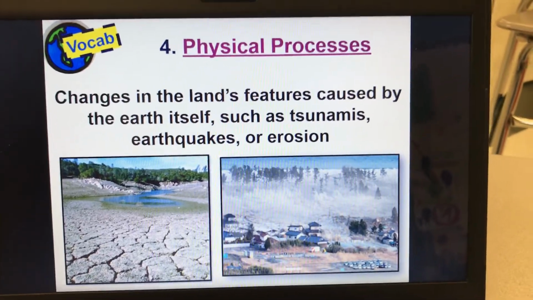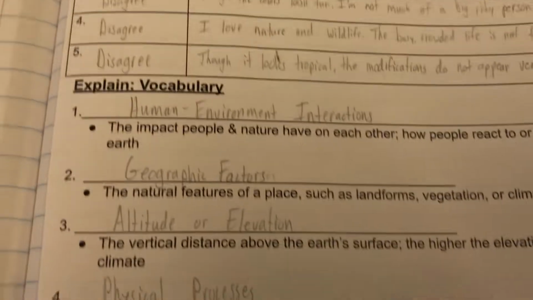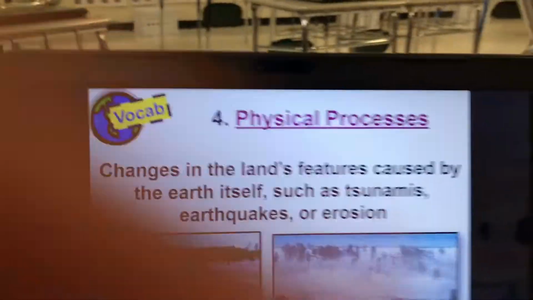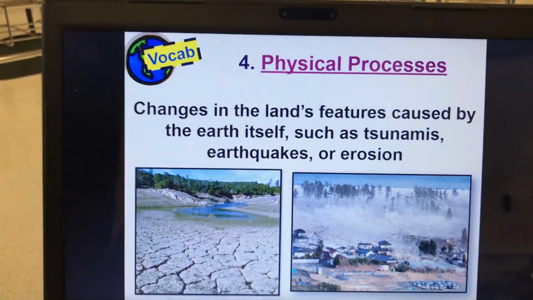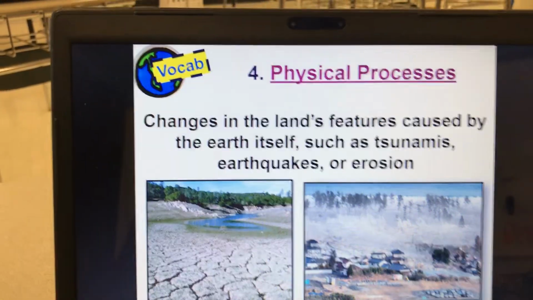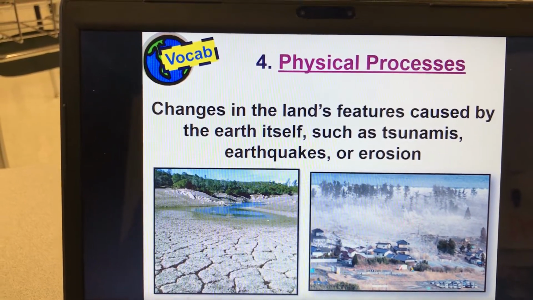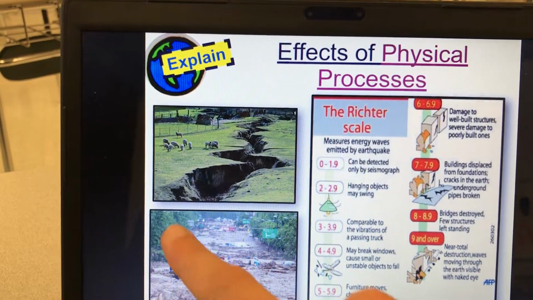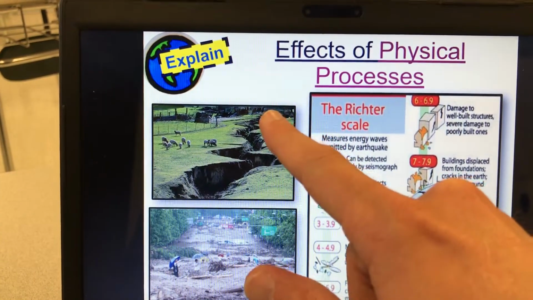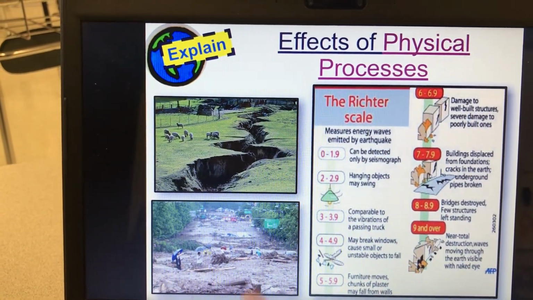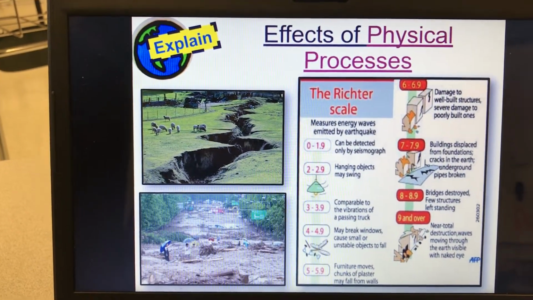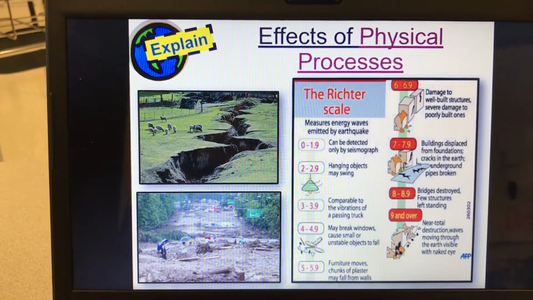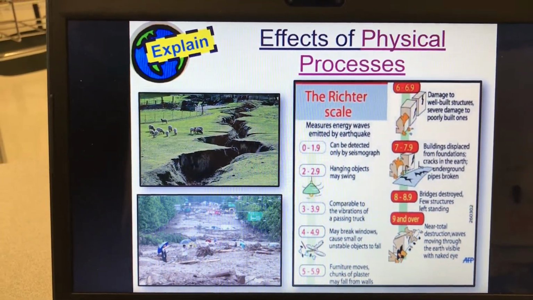Number 4, physical processes. So on number 4, please go ahead and write down physical processes. These are changes in the land's features caused by the Earth itself, such as tsunamis, earthquakes, or erosions. So these are things that the Earth does to us. And if we can look at some effects of physical processes, we can see how earthquakes can rupture certain farmlands or devastate cities and homes. People lose their lives, those sorts of things. So these physical processes are basically just another word for natural disasters, things that happen that we can't really control.